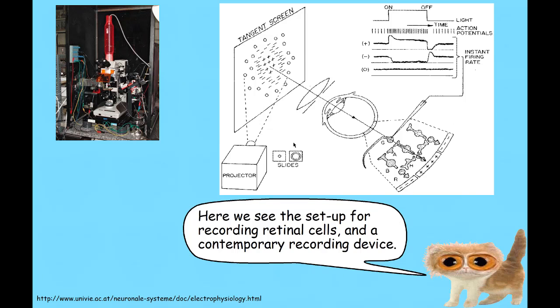Right? And they have an animal, sometimes a toad for rods and cones, for example, or a cat. They get access to the retina. They attach pipettes to individual cells. They project something onto the screen, and they observe the cell response once they identify the area in the visual field that the cell is sensitive to. Nowadays, the apparatus looks a lot like this.